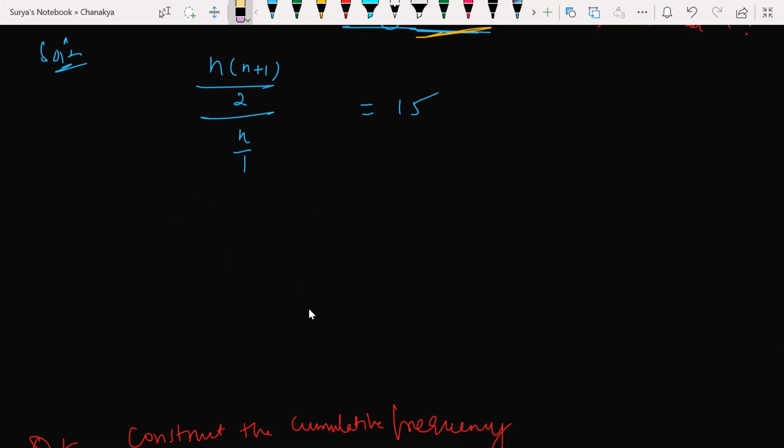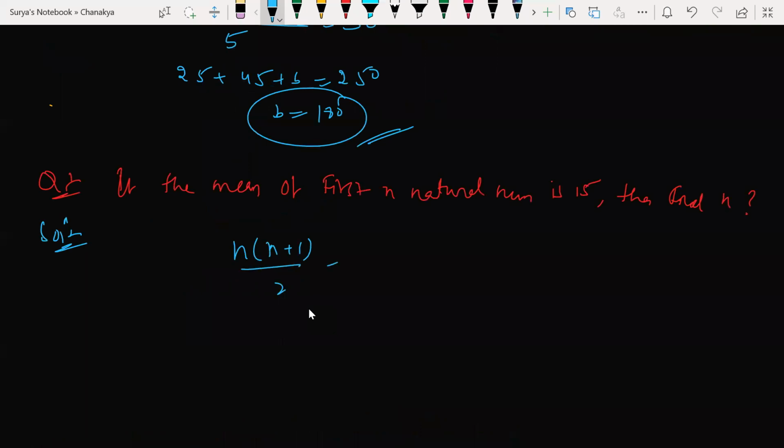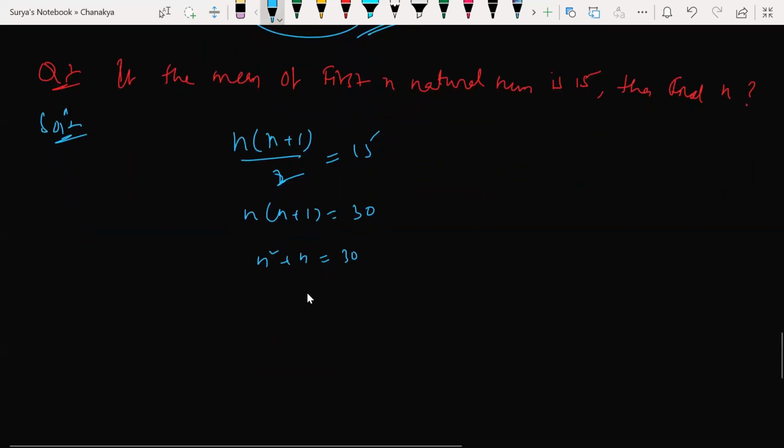Without dividing by n, the mean formula itself will go wrong, right? Okay, but you're getting the right answer though. So without dividing by n, n into n plus 1 by 2 is equal to 15. You did it this way? Yes, sir. So n into n plus 1 is equal to 30. You got the quadratic equation n square plus n is equal to 30. The answer which you got in that way does make sense. So if you divide by n, it's not making sense, isn't it? Yes, sir.